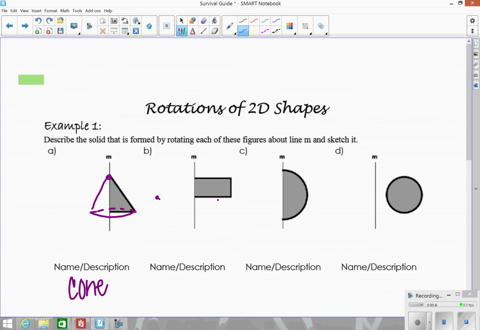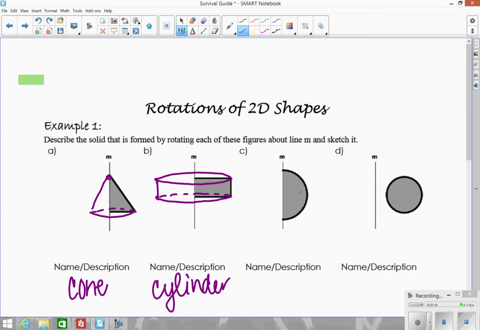So it's going to end up over, I'm just kind of eyeballing it. It'll end up over on this side here. So there's my cylinder. And whenever you start with a half a circle, you're going to end up with a sphere.